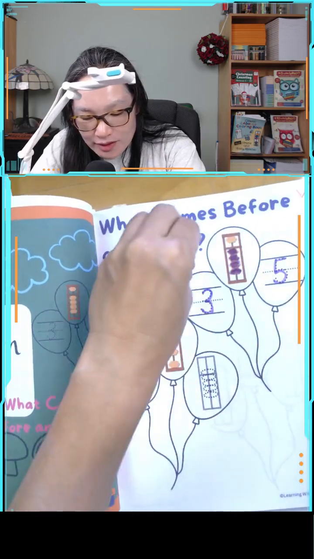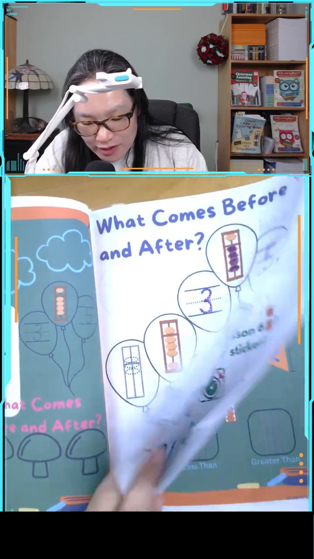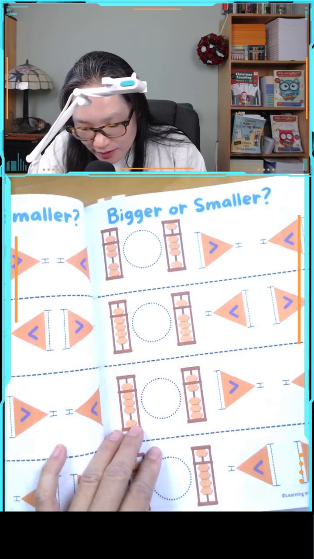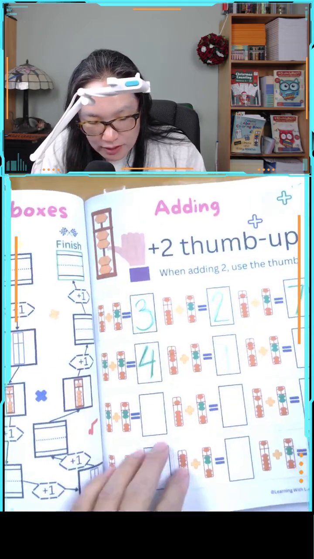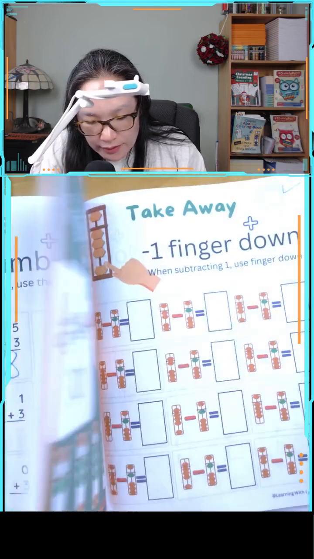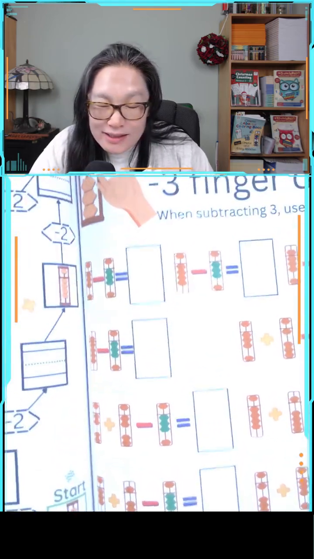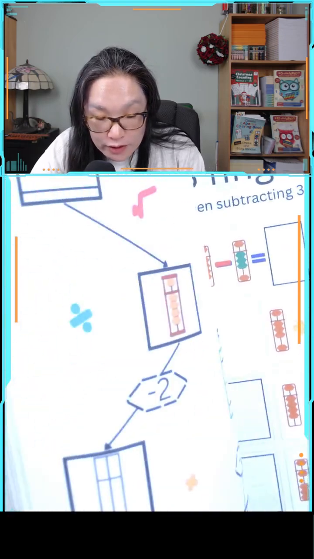So then we talk about the numbers, what's surrounding, and then after that we do comparison. After the comparison, then we go into adding and subtracting. So that's the preschool book. The second grader and the fourth grader and the pre-K.